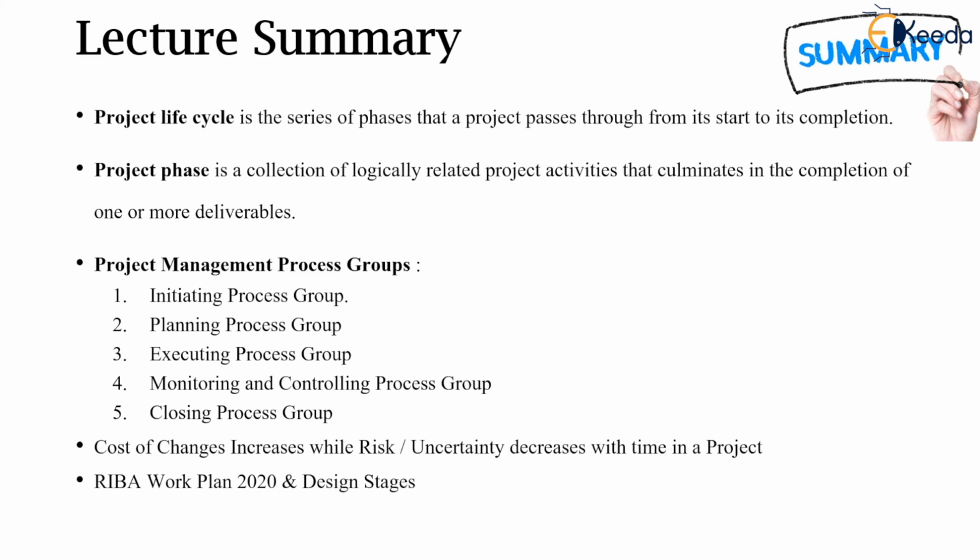There are 5 project management process groups like the initiating process group, planning process group, executing process group, monitoring and control process group, and the closing process group. We have also learned about the cost of changes, which increases with time, whereas risk and uncertainty in a project decreases along with time. We have also studied the 8 stages from 0 to 7 in the RIBA Plan of Work 2020 and the BIM project life cycle.